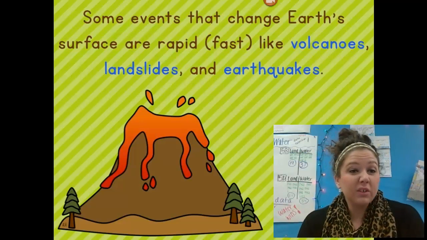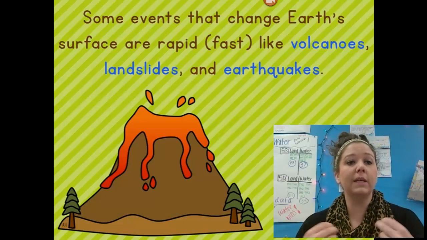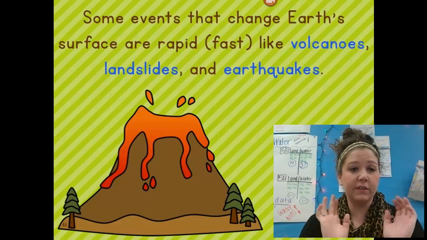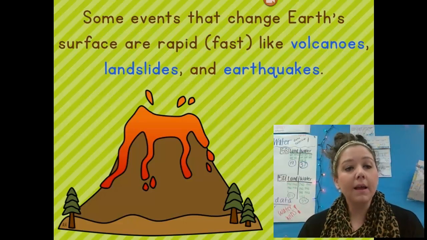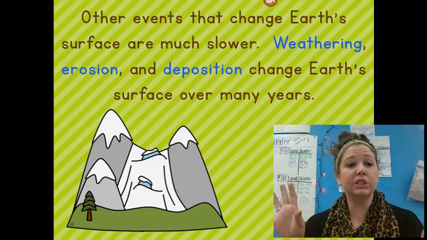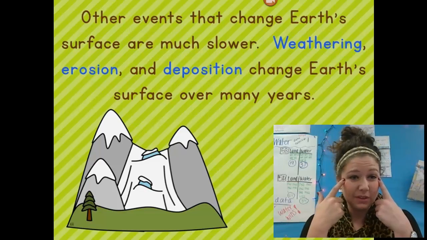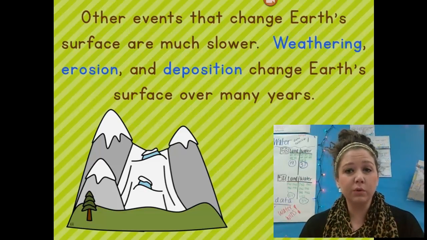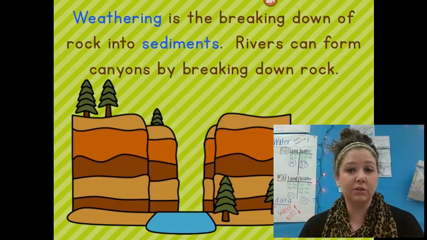Now, before we talk about those slow changes, remember in class we talked about how some changes are rapid, and that word rapid just means fast. Volcanoes, earthquakes, landslides, those things are going to change our surface really quickly without any notice sometimes. But what we want to focus on in class is those slow changes to the Earth's surface that we can't really even see with our own eyes. That's weathering, erosion, and deposition. It changes the surface over many, many years. It takes a lot of time to see those changes.